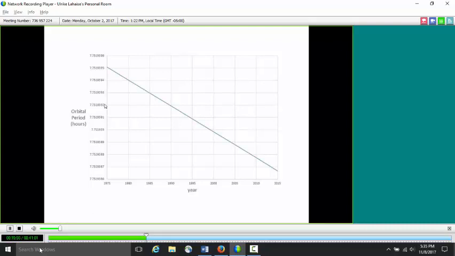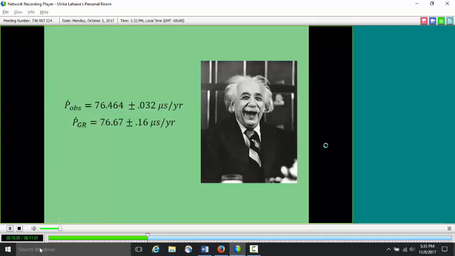And general relativity can predict what the magnitude of the change should be, given the masses of these two things and everything. And here's the prediction, 76.67 microseconds per year, and the observed is almost exactly the same. So this is taken as strong evidence that not only do gravitational waves exist, but that general relativity correctly describes them. So this is the first indication that gravitational waves actually do exist.